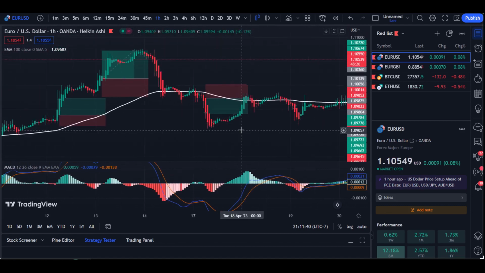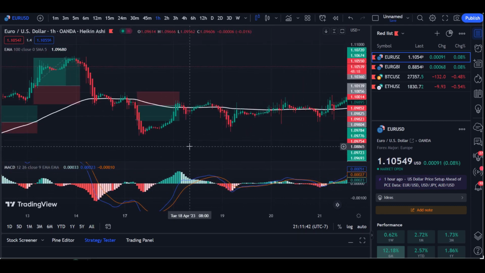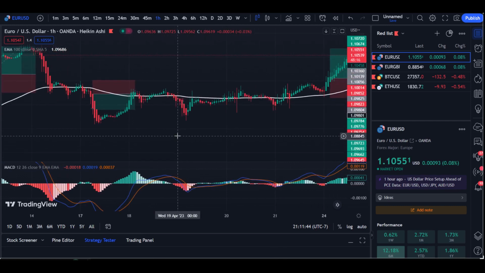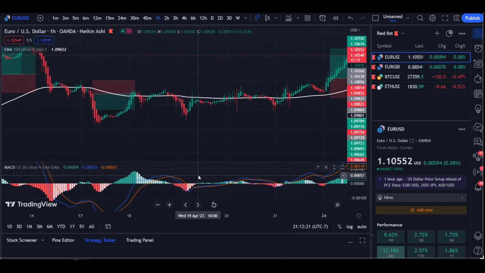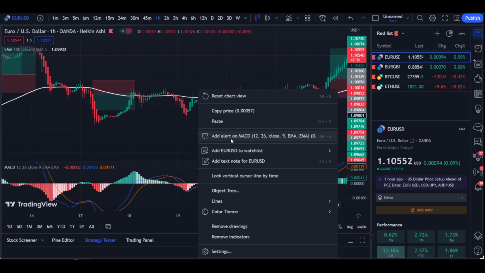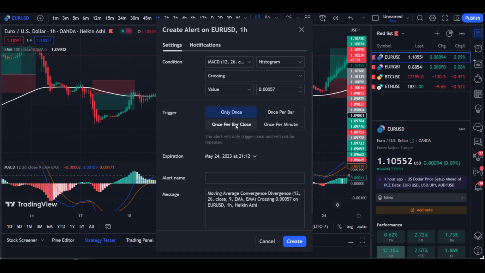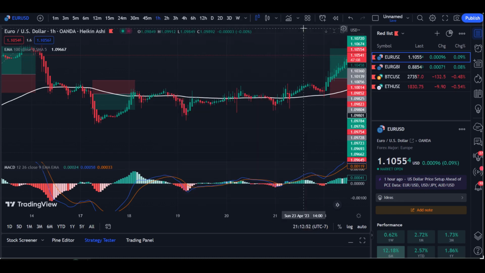All right, as promised, I will show you guys how to set up alerts for the strategy so that you don't have to look at the charts all the time. What we're going to do is we're going to go down here to the MACD, right click, and click on Add Alert, MACD, once per bar close. After that, make sure it's on crossing. And at that point, you will have alerts set up whenever the MACD crosses into the oversold or overbought territory.